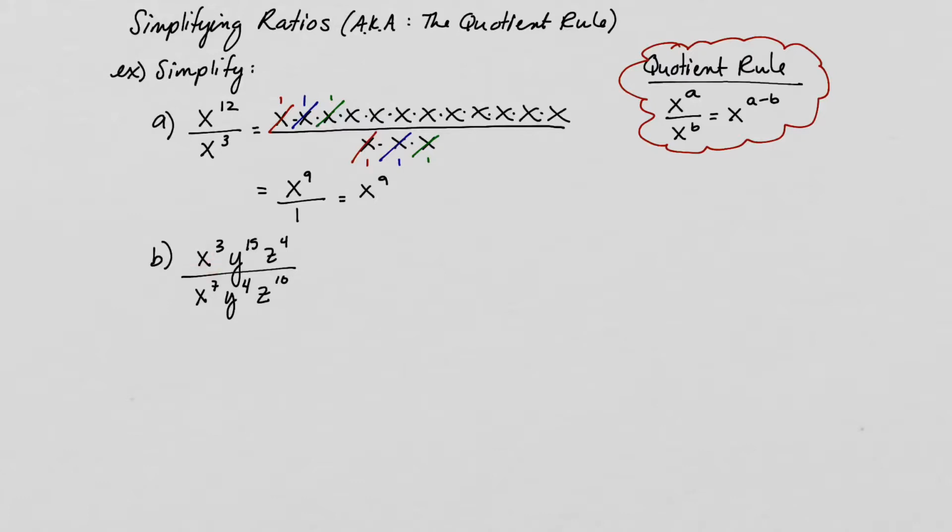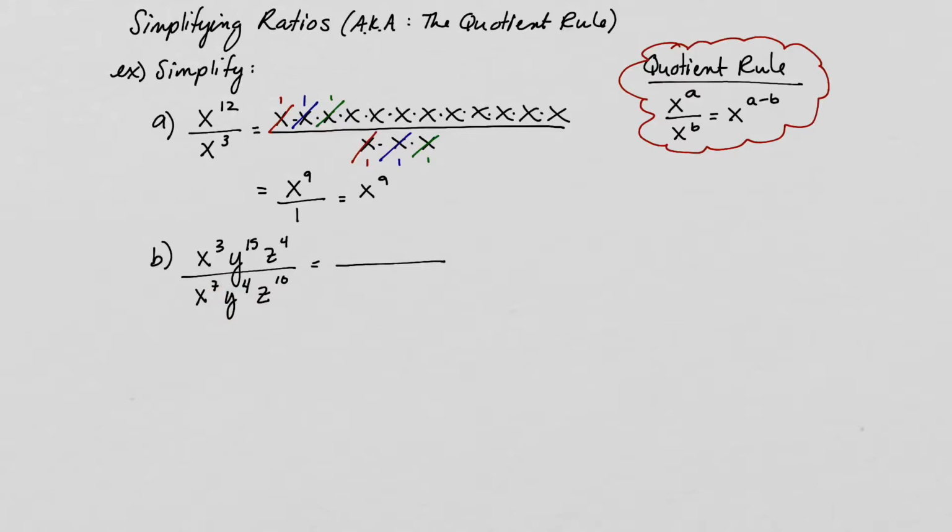So the first letter is x. So if I look, I have 3 x's on the top, 7 x's on the bottom. So the first thing I ask myself is, where do I have more x's? Hopefully you guys are thinking in the bottom. I have 7 of them, right? 7 is more than 3. So I have more x's in the bottom. How many more x's do I have in the bottom?